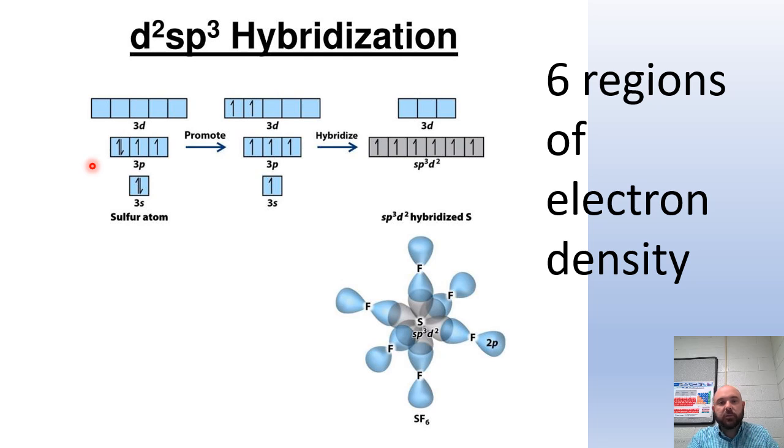Finally, on this slide, we show that for the SF6 molecule, in order for the sulfur atom to form 6 sigma bonds, he has to involve 6 orbitals in order to produce 6 hybridized half-full orbitals. Those 6 orbitals are 1 of the s's, all 3 p's, and 2 of the d orbitals. We call these hybridized orbitals sp3d2.